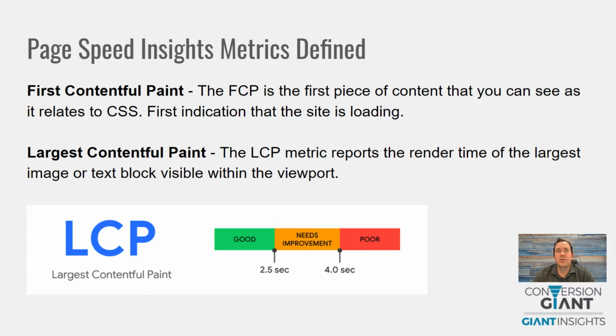As you'll notice on this screen, LCP, or largest contentful paint, has a score system. And so in Page Speed Insights, you'll see that they give colors for various scores. Anything less than 2.5 seconds is a good score. Anything more than 4 seconds is a poor score. And so you want to always aim to be in the green, although not an easy task.